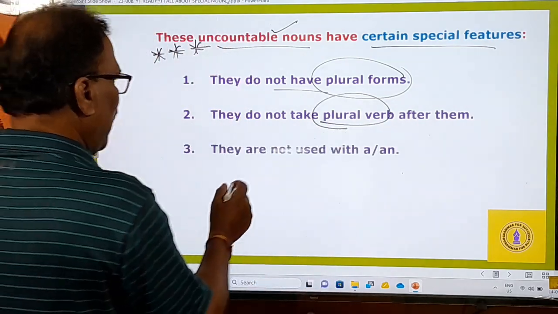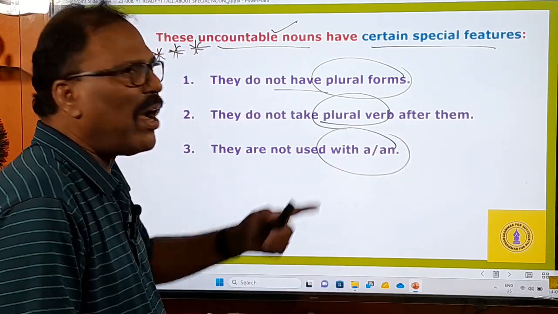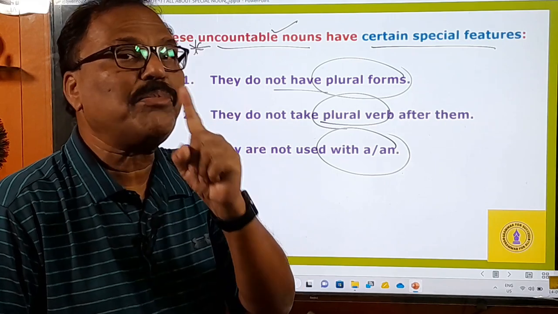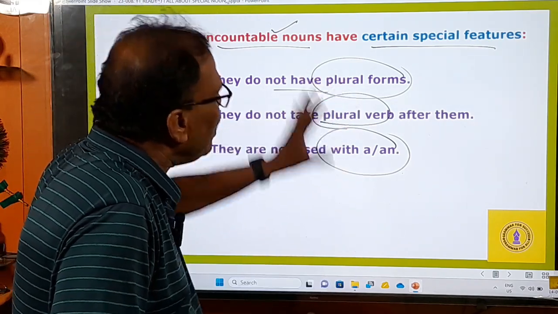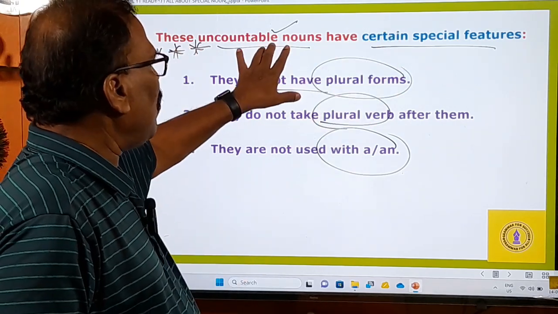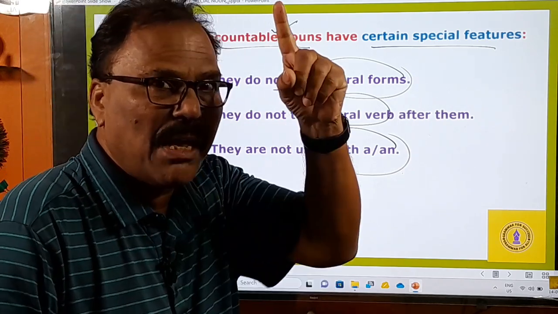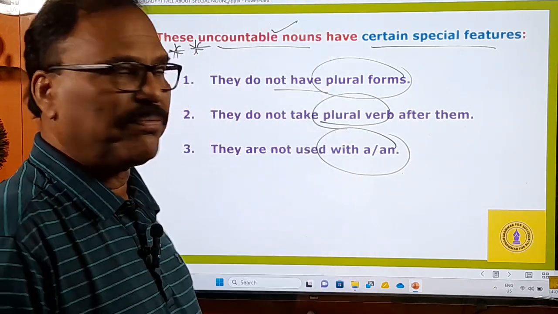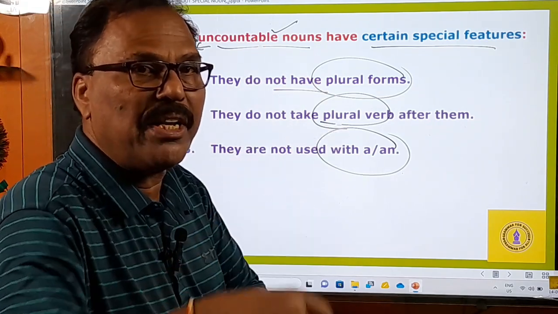And the third one is, they are not used with a or an. Please keep these three points in your mind, because in competitive examinations they give mistakes using these things and they confuse you. These uncountable nouns do not have plural forms, but in the examination, they give you a plural form. One mistake.